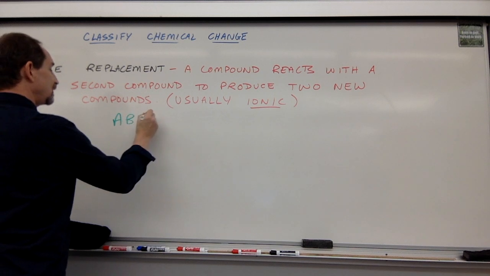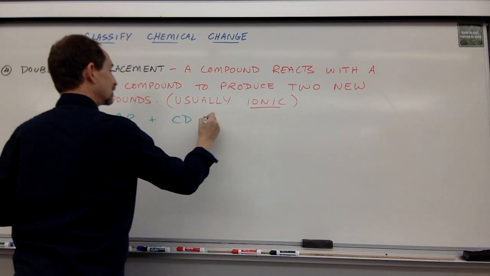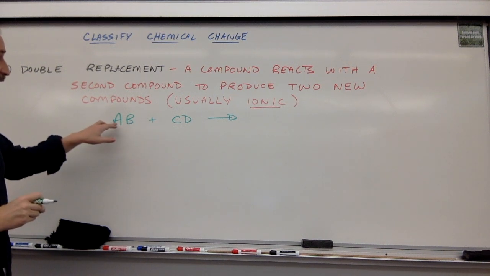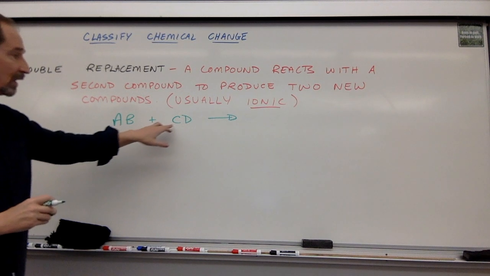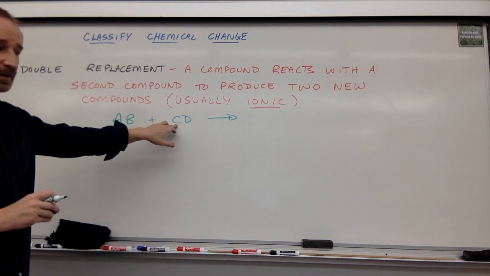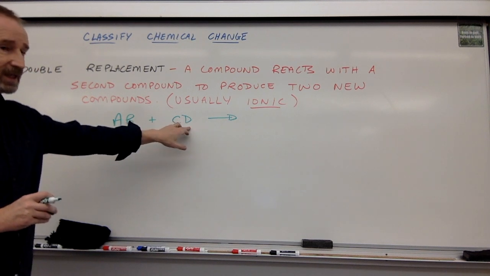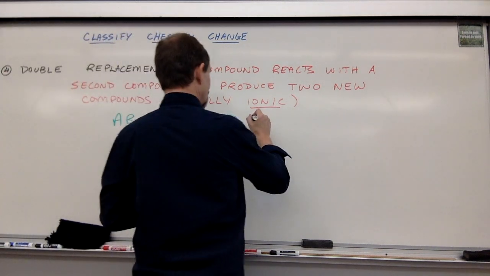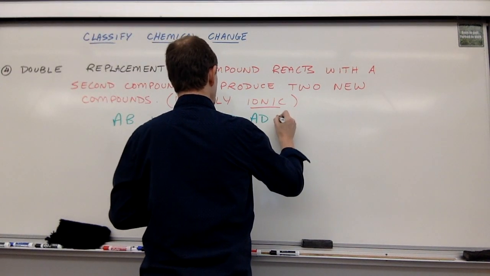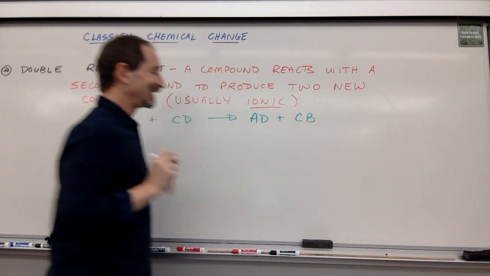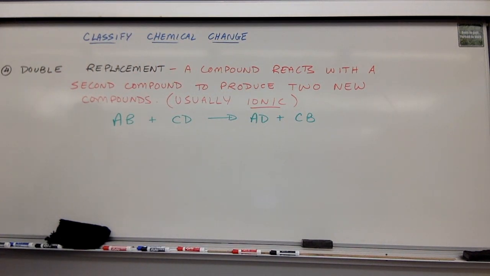If I have AB reacting with CD, I'm going to doubly replace. That is, I'm going to replace A, the first metal, with C, the second metal. At the same time, I'm going to replace B, the non-metal, with D, the nonmetal. So that becomes AD and CB. Remember, in ionic compounds, we always write the metal first. We always write the nonmetal second.